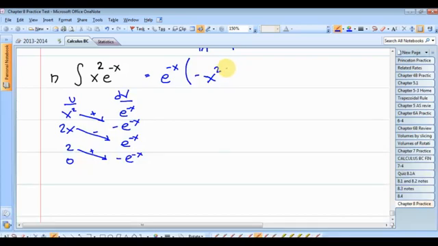Would you like me to do that? Yes, please. Okay. Just to not add confusion, to put some positivity in there. Plus 2x plus 2 plus constant.